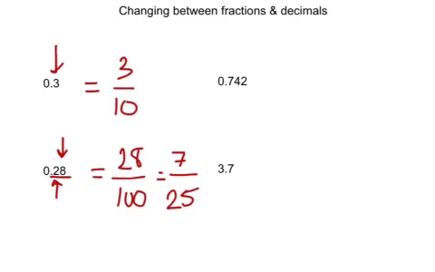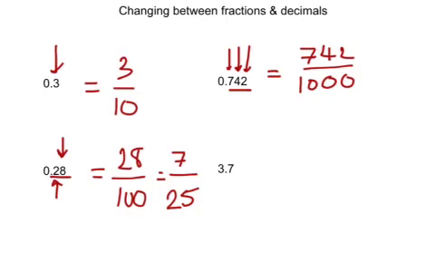In this third example, we have 0.742. That's 7 tenths, 4 hundredths, and 2 thousandths. Or we can think of it as 742 thousandths. That's simply how we write it to start with: 742 over 1000.